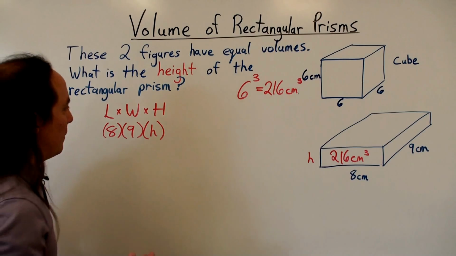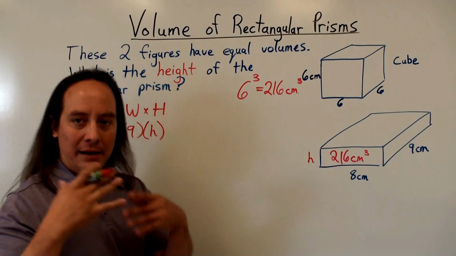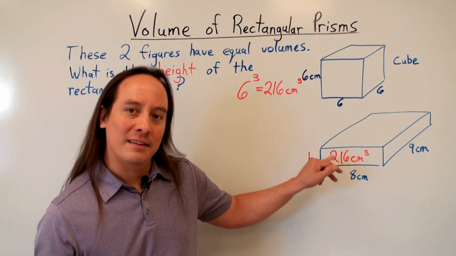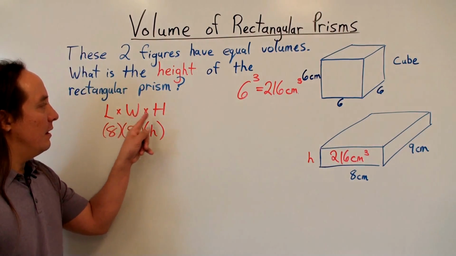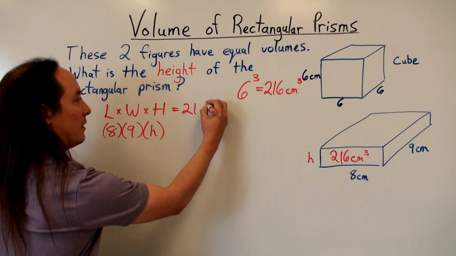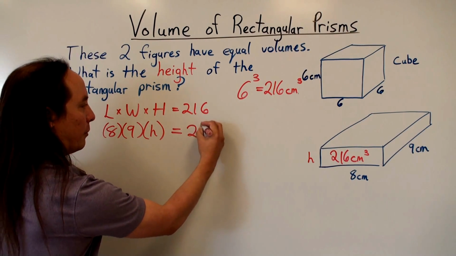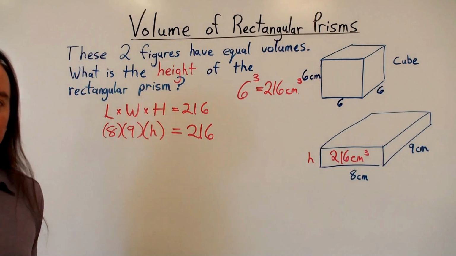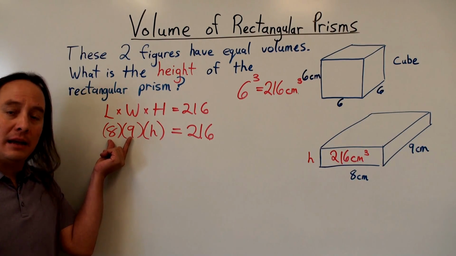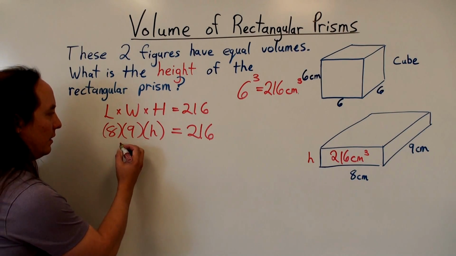Now, why am I doing this? Because what I had to ask myself, and I didn't ask myself sooner, was how did they get 216? Well, they did this. They multiplied length times width times height, and I should have put it here. It would give me 216, so that I can start writing down my equation. Okay, so I can multiply 8 times 9. 8 times 9 is 72.